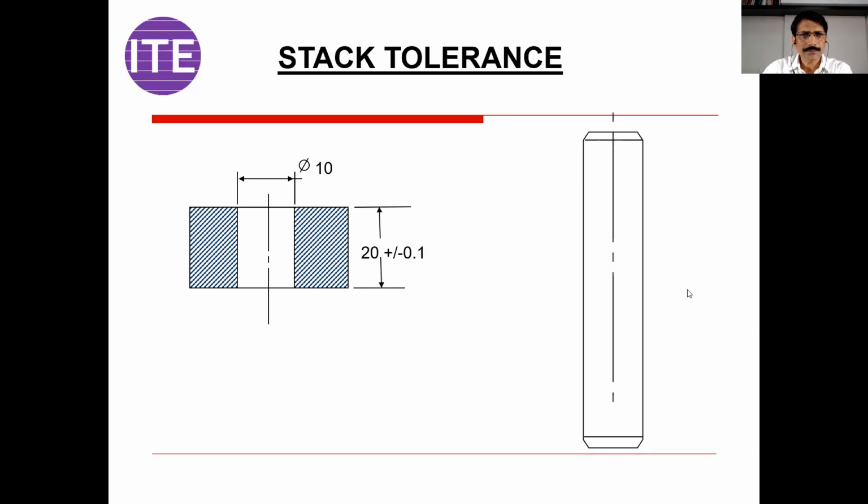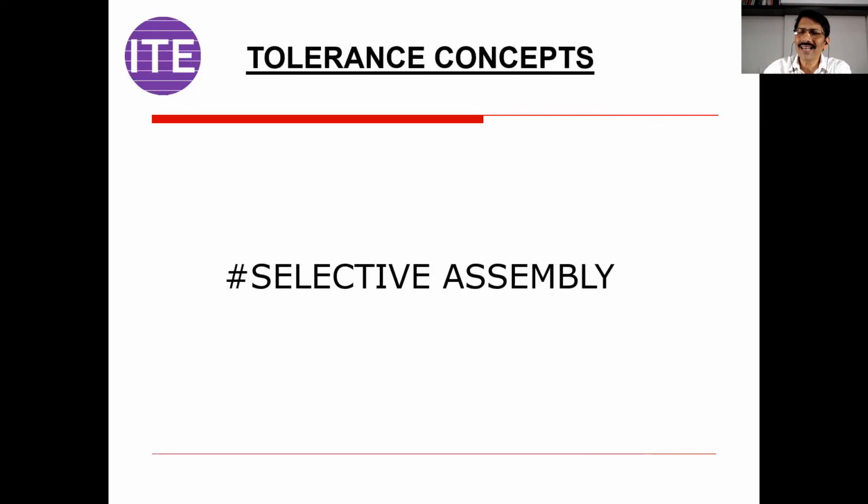Got my question? If the assembly tolerance is plus minus 0.5, but as a design engineer's intent, I want plus minus 0.3. That is a stack-up tolerance. So how am I going to achieve this? Right. So friends, there are various answers, but what we have to follow is called selective assembly.